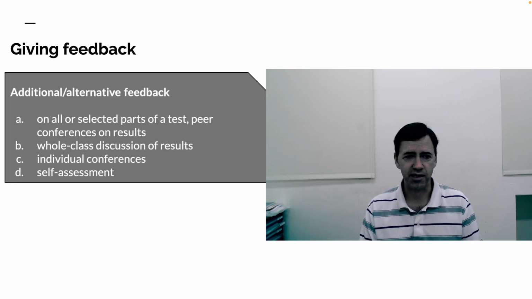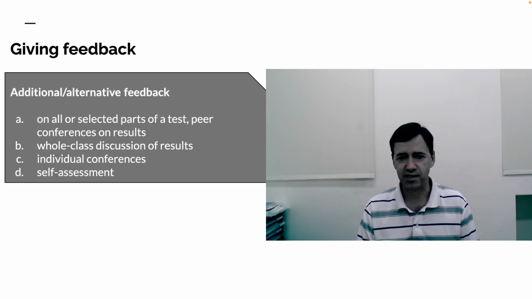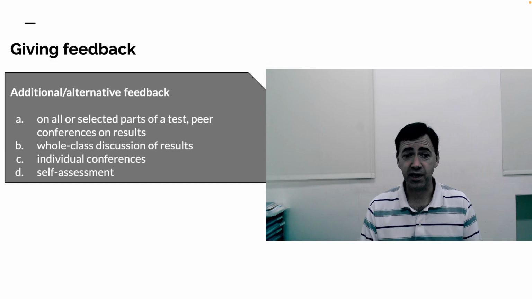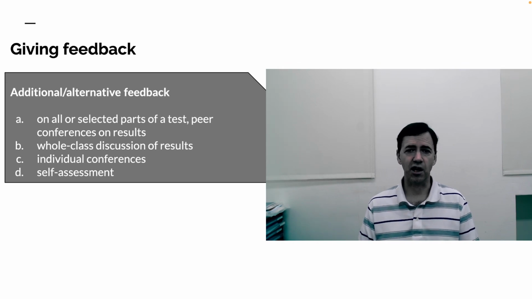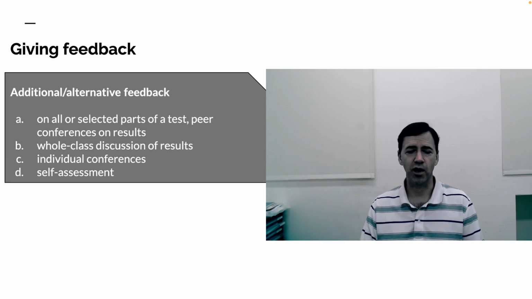Okay, and additional or alternative feedback. So you can give feedback on all or selected parts of a test, like I said. But you can also have peer conferences. So you can get together with your peers and then the teacher can join. You can have whole class discussions, which you should go through the test together as a class. You can have individual conferences, and you can have students do self-assessment as well.